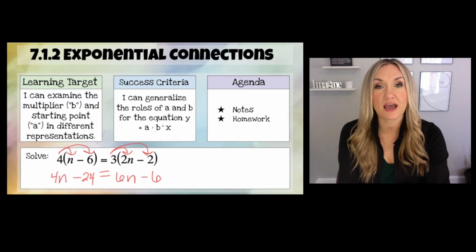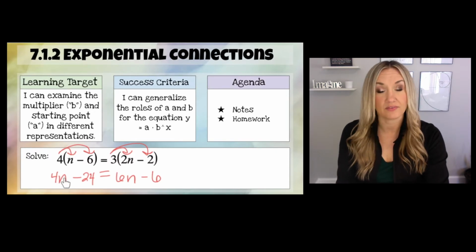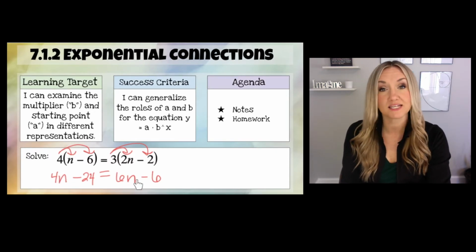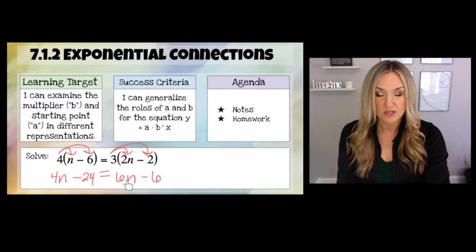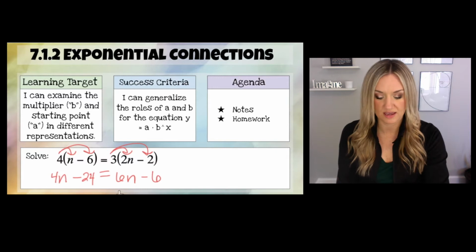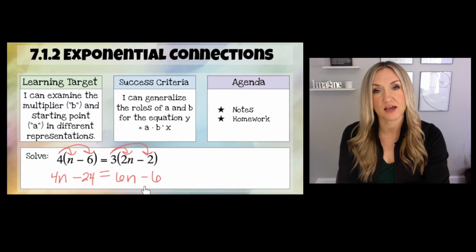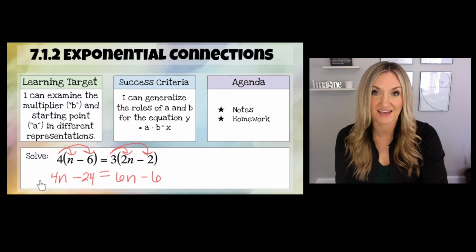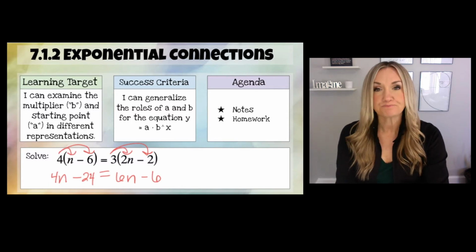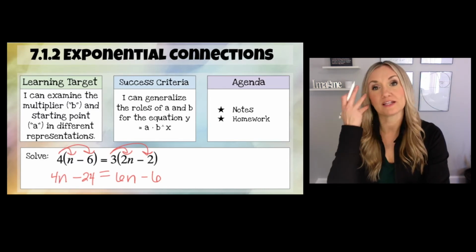Now, if you notice, we have variables on both sides of the equation. We have the 4n on the left side, and the 6n on the right side. So our goal is to get the n by itself, so we need to move the n to the other side. Now, you could add the 24 to the other side. You could add the 6 to the other side. What I like to do is I like to move the smallest variable first, and that's just my strategy. And so that's what I'm going to do.